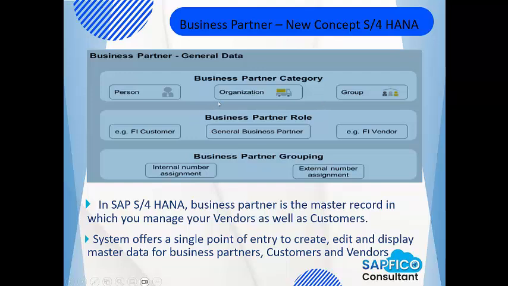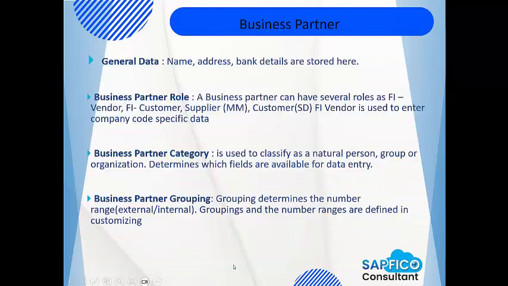Let's say we select organization. Then we need to select the role. What is the role? Whether it's an FI customer, general business partner, or FI vendor. In this case, we will select the role where we want to extend it, and the business partner grouping, whether it's an internal number assignment or an external number assignment. So, business partner grouping. We just now talked about it.